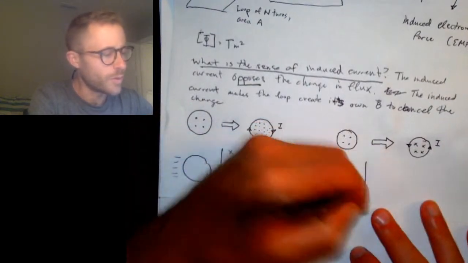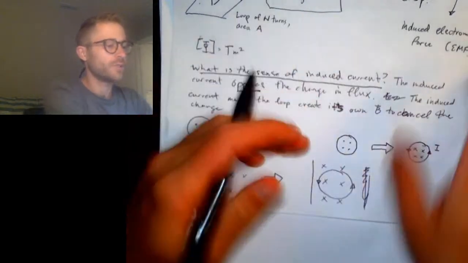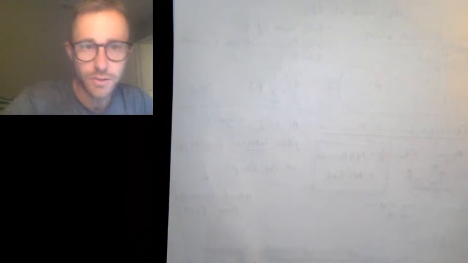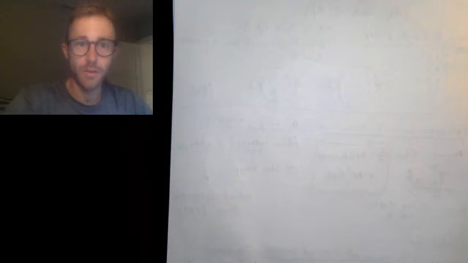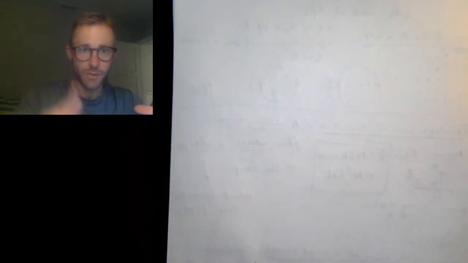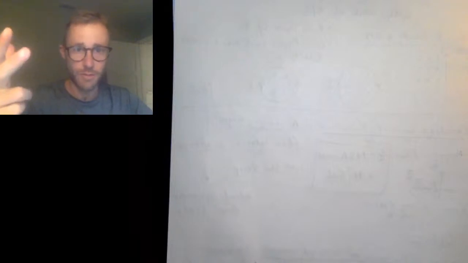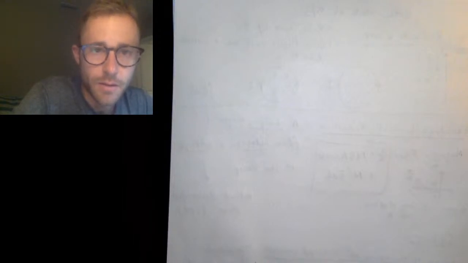And then just one more example. I guess I'll do this other example on the next page, which is if you have a loop that is moving through a region where the magnetic field is constant, then even though the loop is moving, the magnetic flux isn't changing, right? Because it's still the same magnetic field, it's still the same area, it's still the same angle. So in that case, there's no induced current.